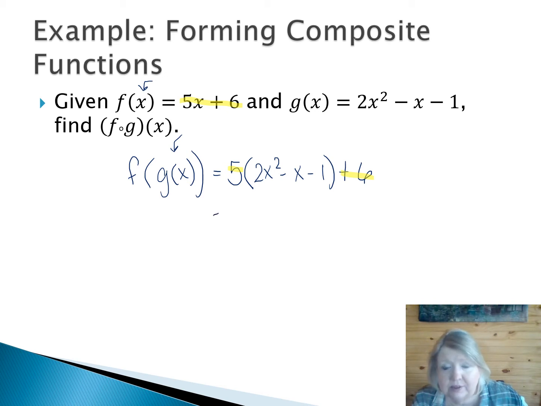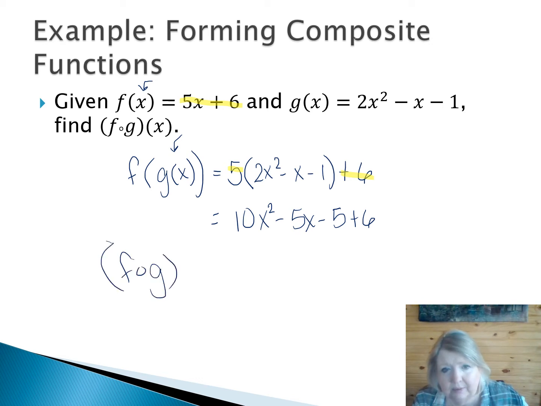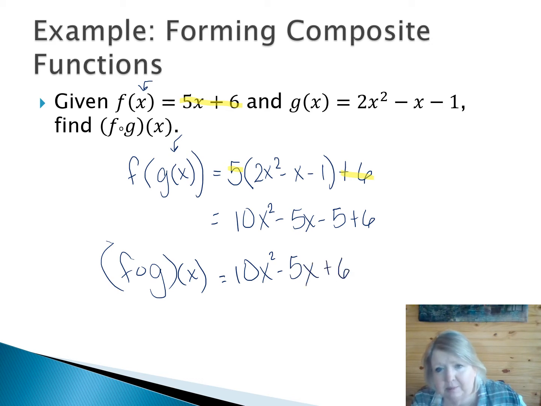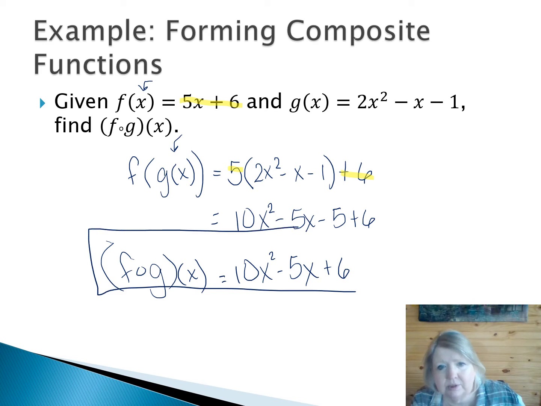Then all I have to do is simplify. So I'm going to distribute the 5 through. That's 10x squared minus 5x minus 5. But then there's that plus 6. So then I'm going to collect like terms, and put f composed with g back in its original form, and that is not f times g, that circle is up above the line. f composed with g of x is 10x squared minus 5x plus 6, with the domain being the set of all real numbers.